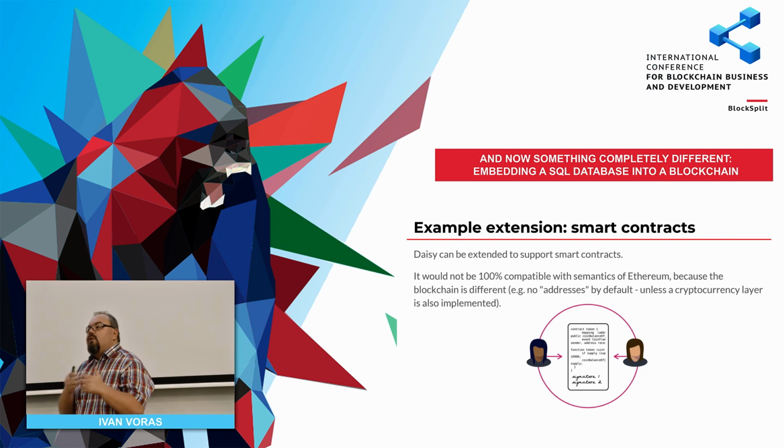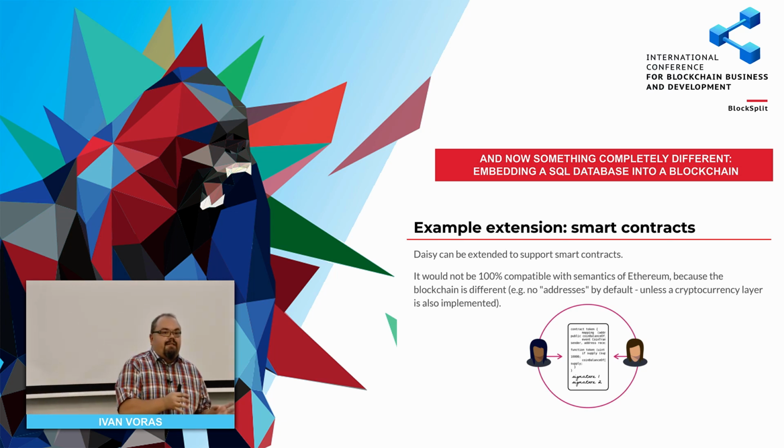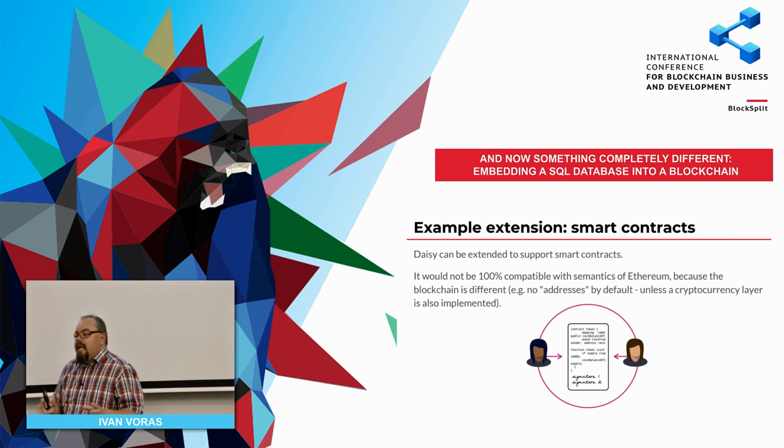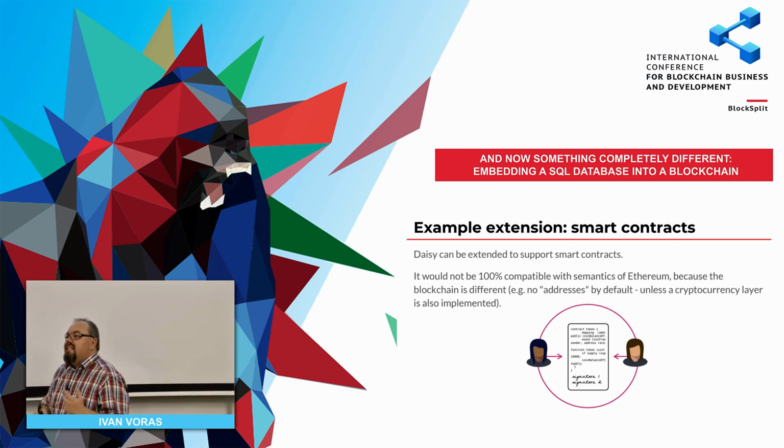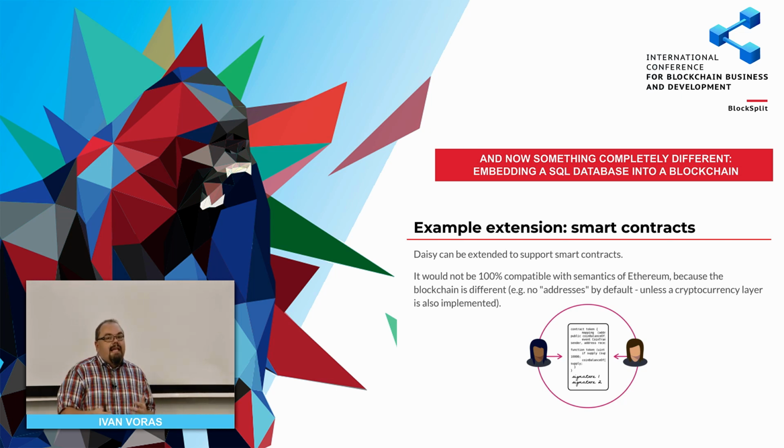You can add features like smart contracts in DAISY, but unless you also do the cryptocurrency layer, this concept of smart contracts in DAISY is a bit different. Because in DAISY, there are no transactions, there are no addresses. You can just dump data in it. And smart contracts in themselves are actually program code embedded in a blockchain. So this program code can access all the data in the blockchain. In the case of DAISY, this smart contract will probably execute SQL statements, not really something which is done in Solidity today, which makes it really interesting to do.